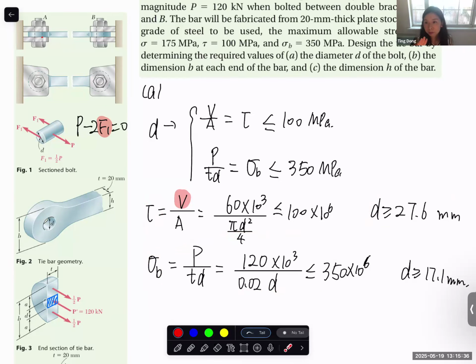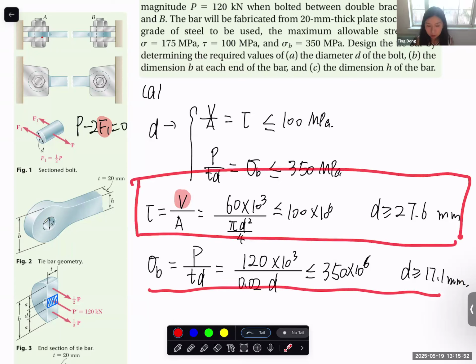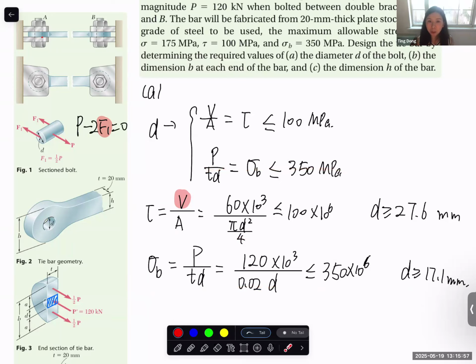Sometimes the problem statement asks what the minimum diameter is. Same thing here. And somehow students get panicked. Then okay, minimum diameter, choose this one. If you choose this one, it means it's safe for bearing stress, but it will fail because of the shear stress. So even if the problem statement asks what is the minimum diameter you should use, this is the one that you should use.